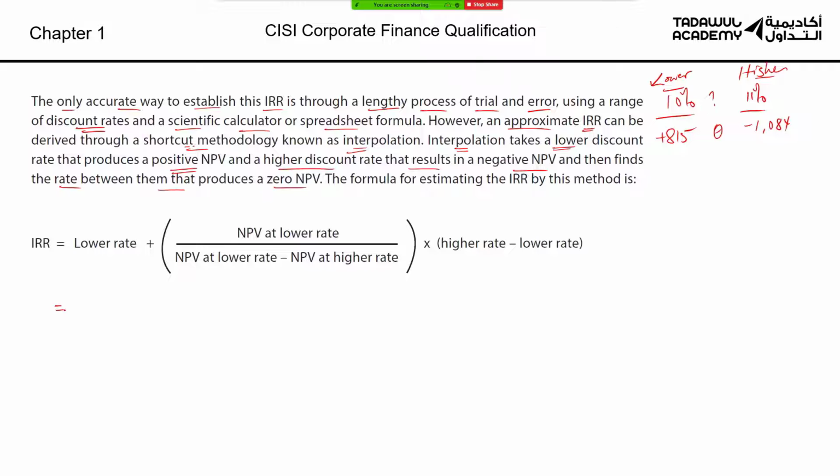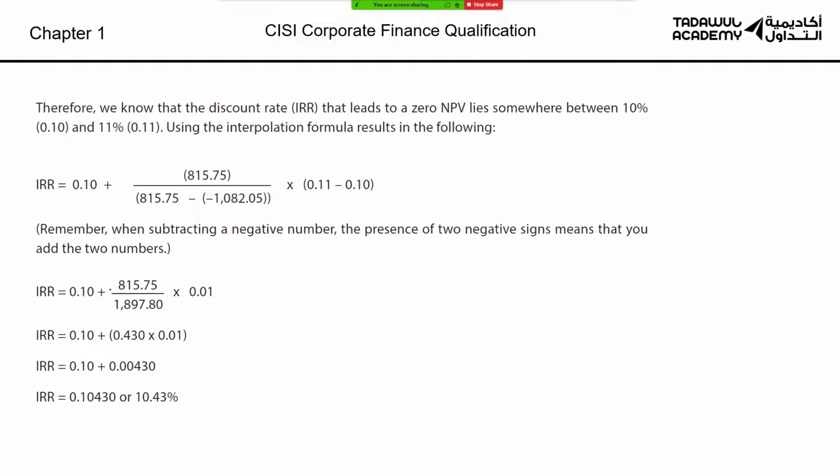So at the lower rate, which is 10%, I'm going to write this here for you. 10% is our lower rate, and it gives us a positive NPV of 815. And 11% is the higher rate, which discounts our money at the higher rate, so we lose, which gives us 1,084. So this is the lower rate, and this is the higher rate.